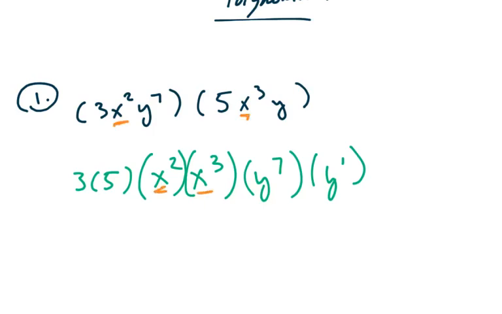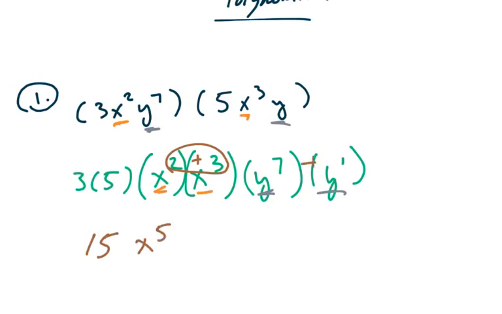So we can see that I just rearranged it. You don't have to rearrange it every single time. I'm just doing so just to be super clear. When we multiply numbers, we just multiply numbers. When we multiply numbers with the same base, we add the exponents.